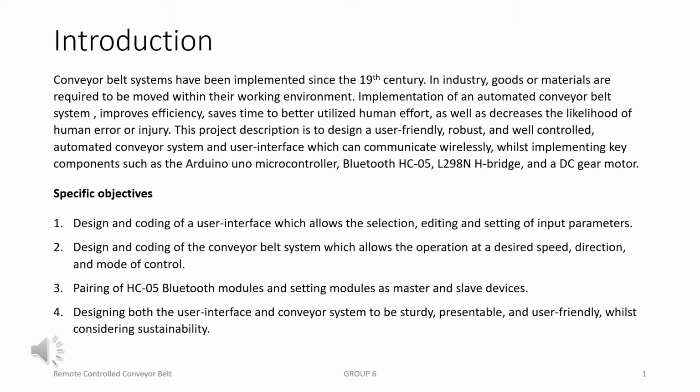In industry, goods or materials are required to be moved within their working environment. Implementation of an automated conveyor belt system improves efficiency, saves time to better utilize human effort, as well as decreases the likelihood of human error or injury.